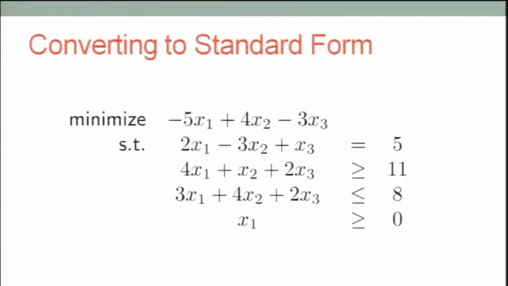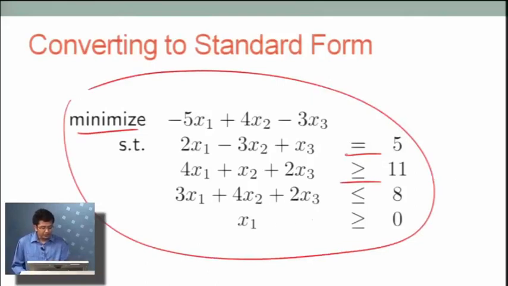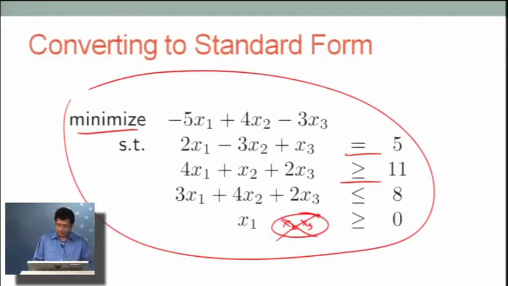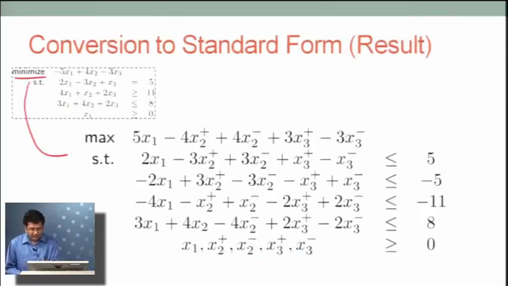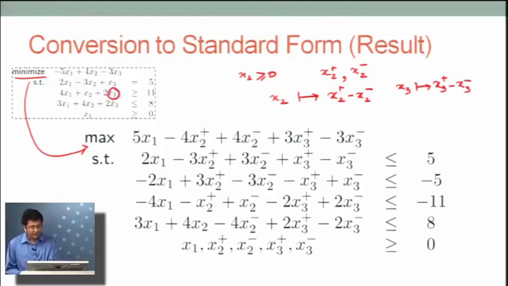As an example, here we have our favorite LP again, which has a minimize, an equality, a greater than or equal to, and then missing x2, x3 here. So how do we convert this to a standard form? We go through the steps. Minimize becomes a maximize. Because x2 greater than or equal to 0 is missing, you add two new variables, x2 plus and x2 minus, and wherever x2 occurs in your problem, you replace it by x2 plus minus x2 minus. Likewise, wherever x3 appears, you replace it by x3 plus minus x3 minus. You perform the replacement, so this x3 here gets replaced by x3 plus minus x3 minus.